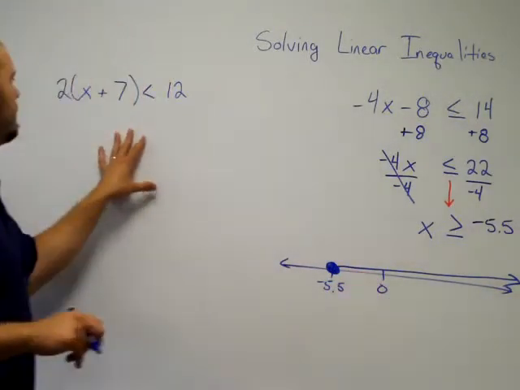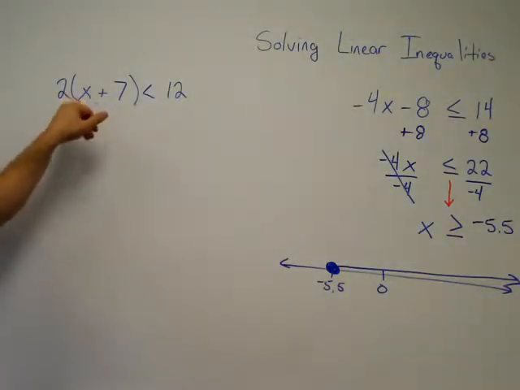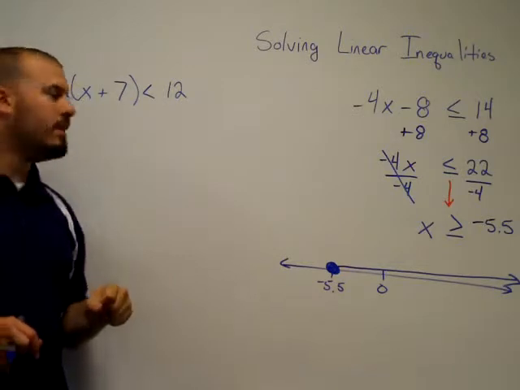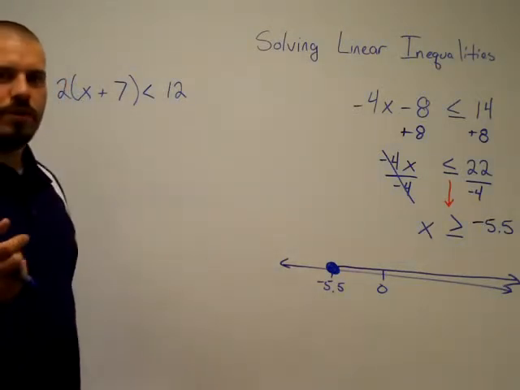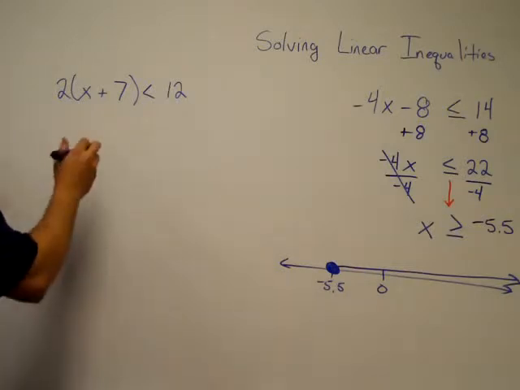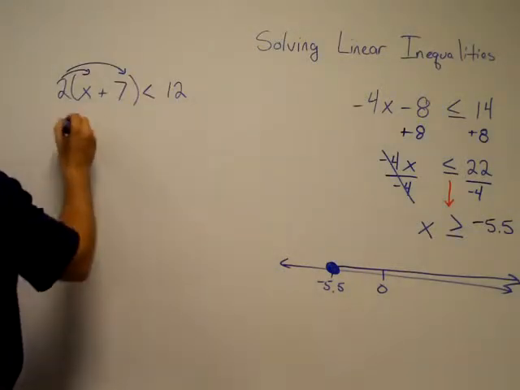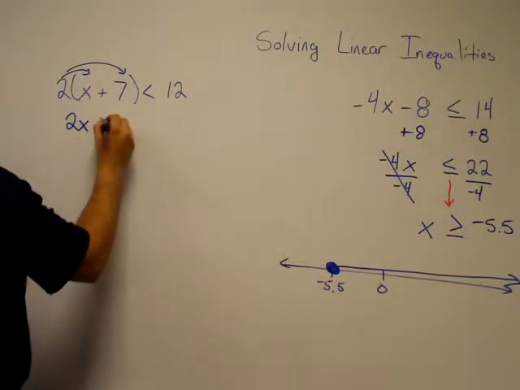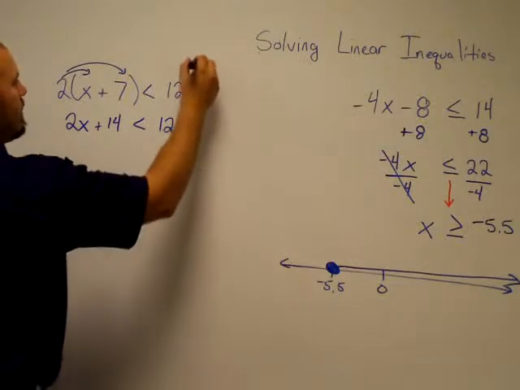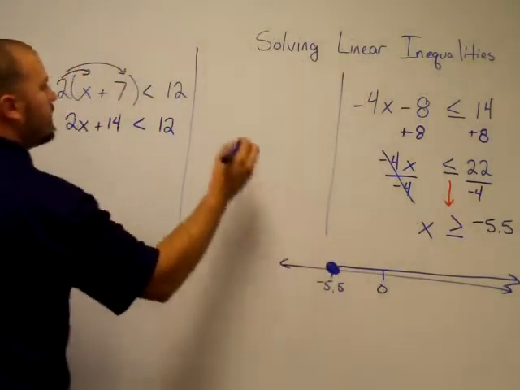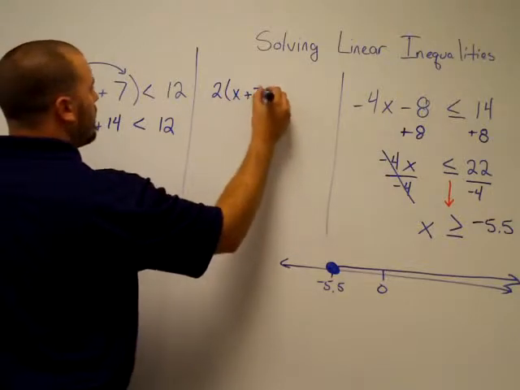The second example involves a little bit of distributing first. So I've got 2 times the quantity of x plus 7 is less than 12. So the first thing I would do here, well actually there's really 2 very good ways to go about solving this. One would be to distribute. I'm going to just rewrite the problem here and show you another one as well when I'm done.